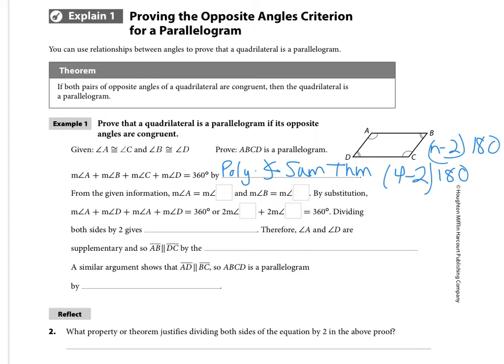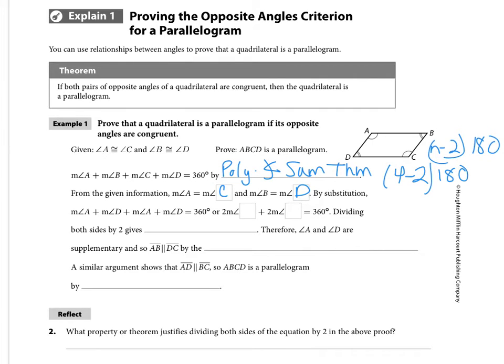From the given information that we have, we know that the measure of angle A is the same as the measure of angle C, and that the measure of angle B is the same as the measure of angle D. Then we're going to use substitution for those two values. So in other words, the middle B and C here pretty much disappear, because if B is the same as D, then this one gets replaced with the measure of angle D, and if C is the same as A, then this C gets replaced with angle A.